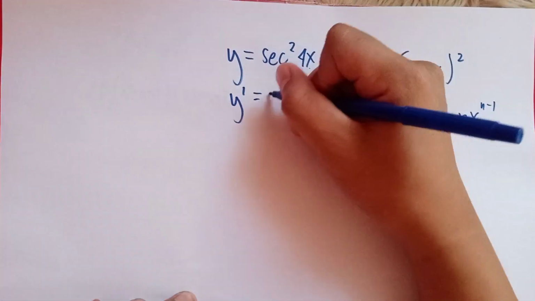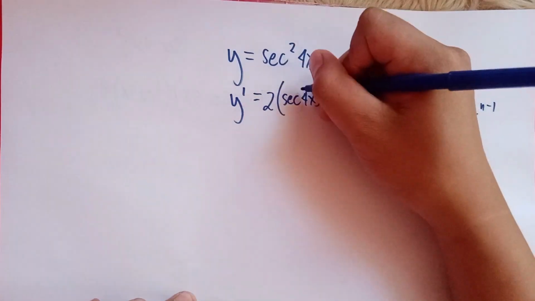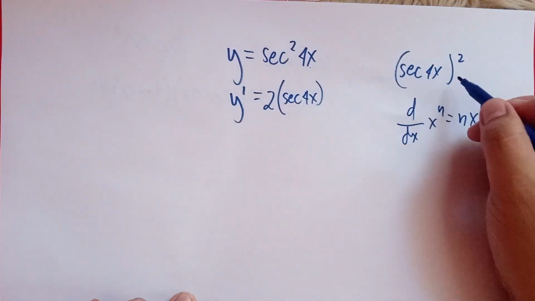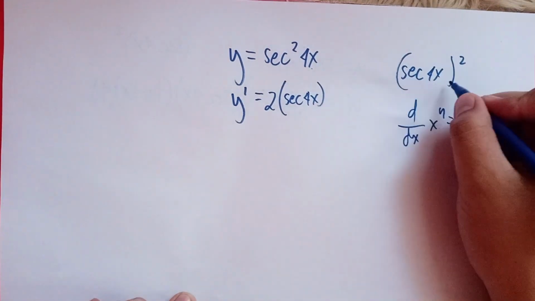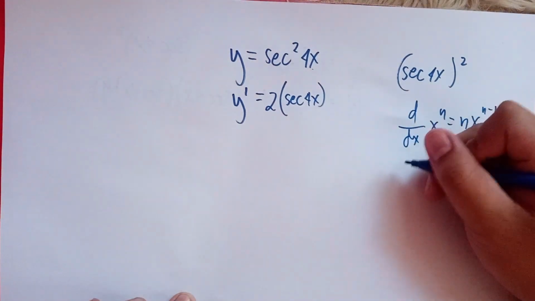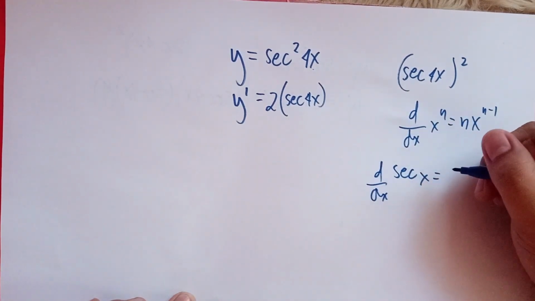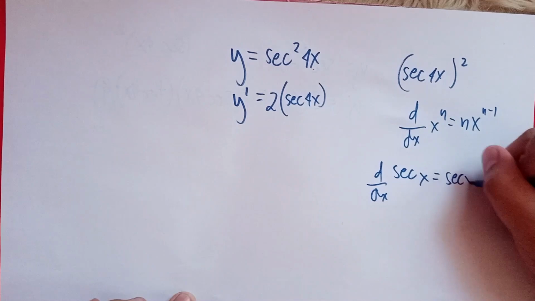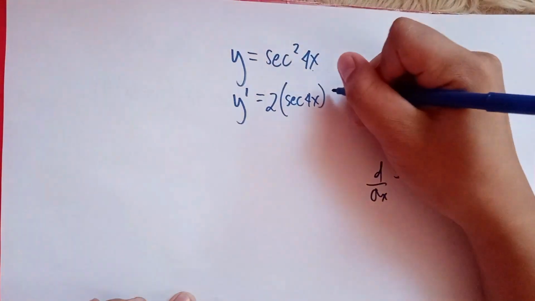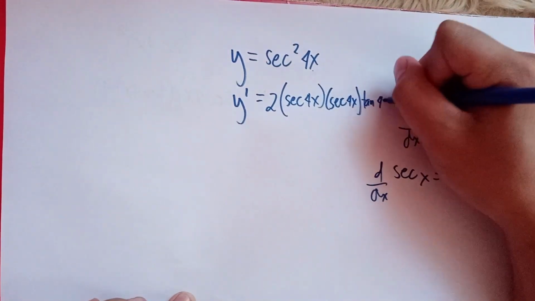So we have here 2. So bababa dito yung 2. So natira na is secant 4x. 2 minus 1 is 1. Next, kukunin natin yung derivative ng secant 4x. So using the chain rule, kukunin natin yung derivative ng secant 4x. So we all know that the derivative of secant x is equal to secant x times tangent x. So we have here secant 4x times tangent 4x.